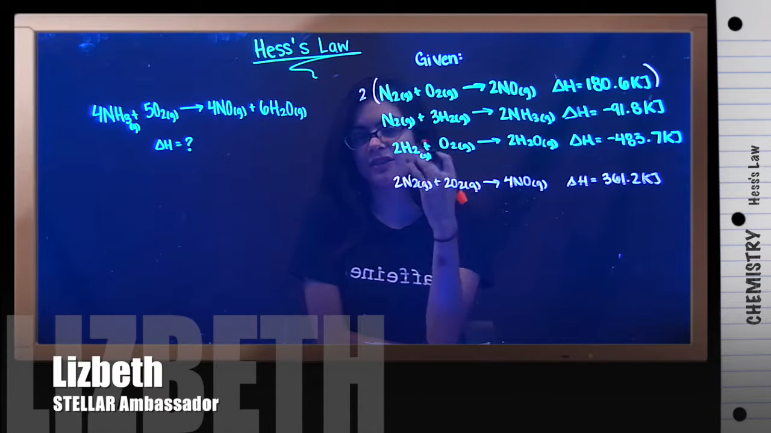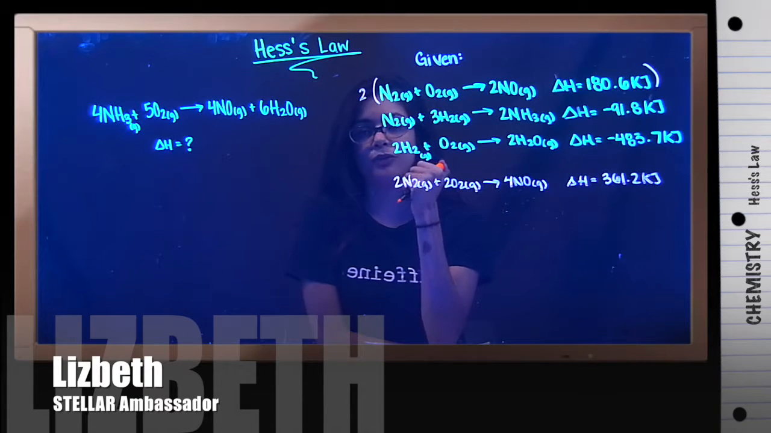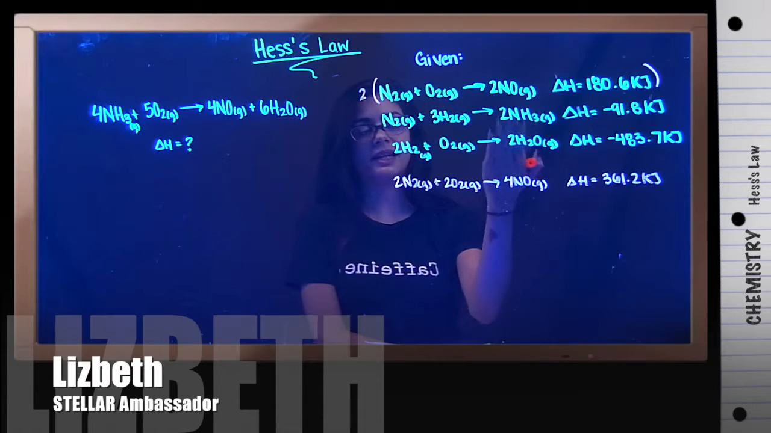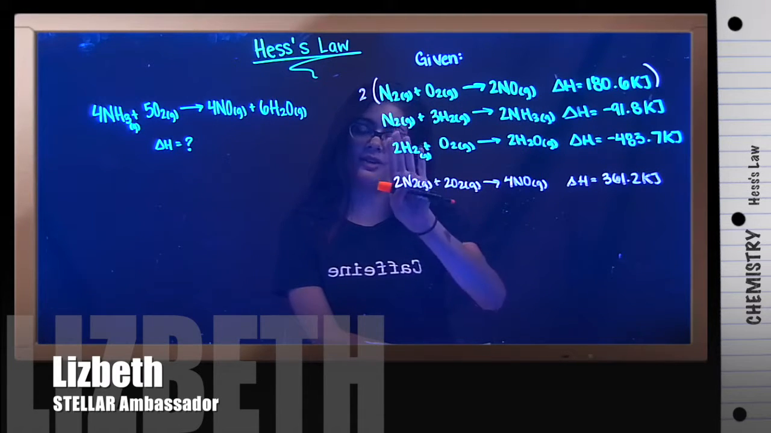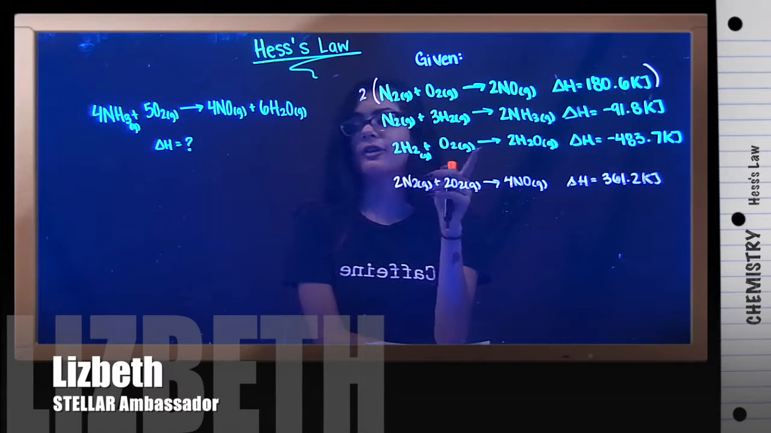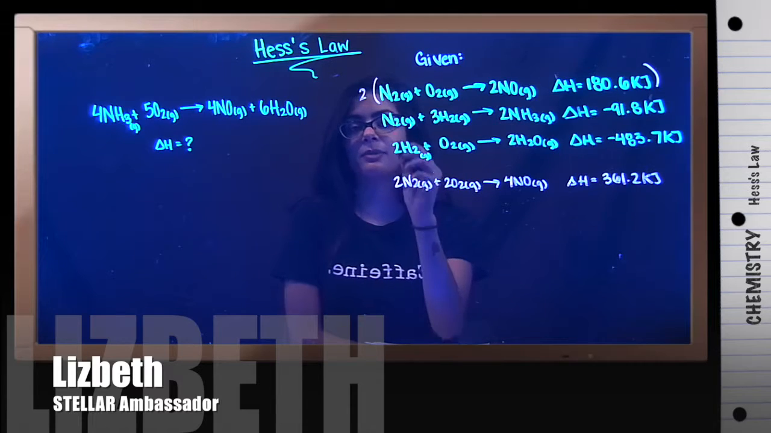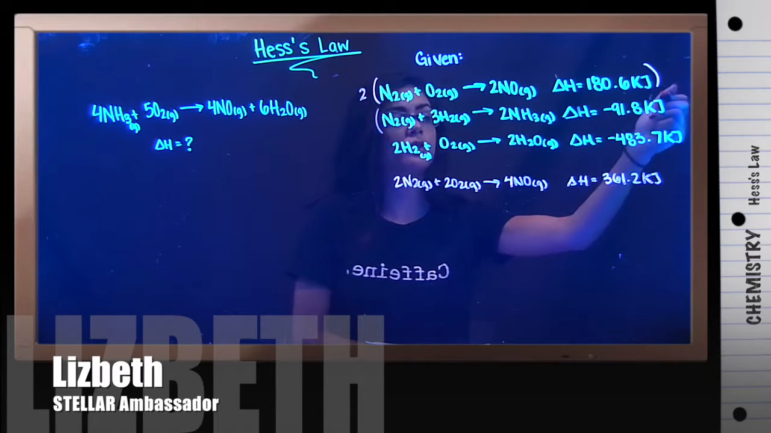So in order to change that, we have to multiply that by -1. Multiplying it by -1 flips the equation, making the products into the reactants and the reactants into the products. However, I also see that this is a 4 and that's a 2. So what I'm going to do is I'm going to multiply by -2.